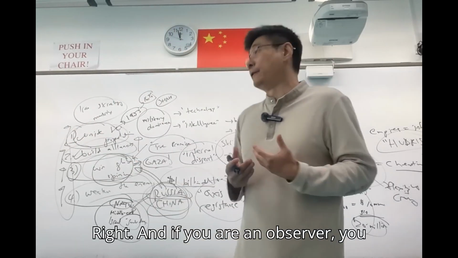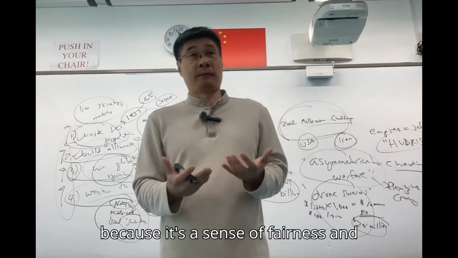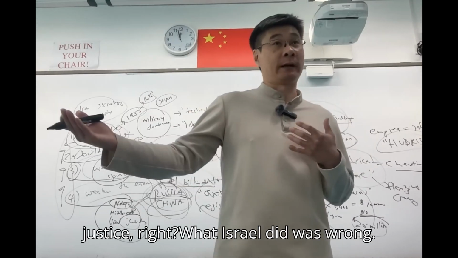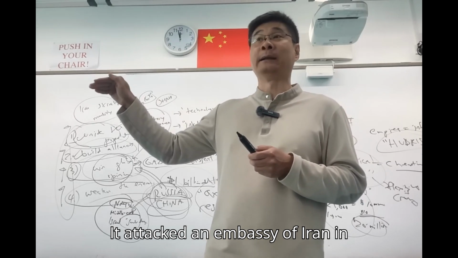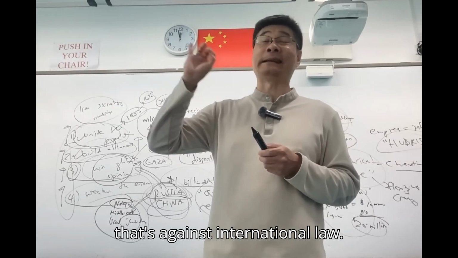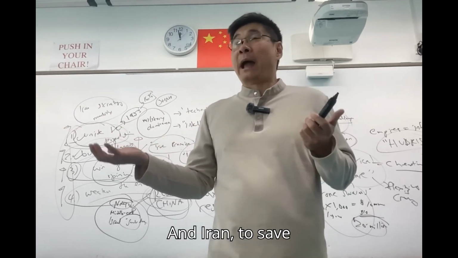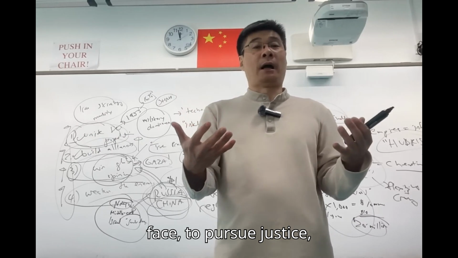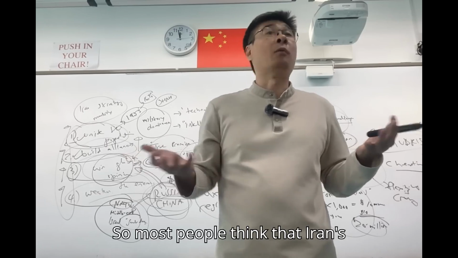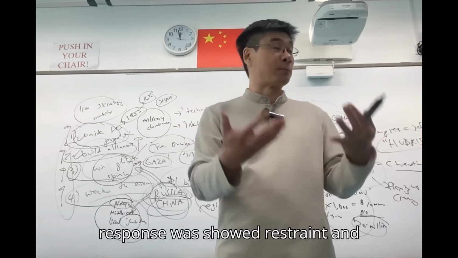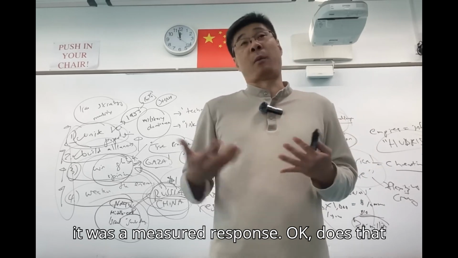All right? And if you are an observer, you think that what Iran did was right because it's a sense of fairness and justice, right? What Israel did was wrong. It attacked an embassy of Iran in Damascus. That's against international law. And Iran, to save face, to pursue justice, threw some rockets at Israel. Okay? So most people think that Iran's response showed restraint, and it was a measured response. Okay, does that make sense?